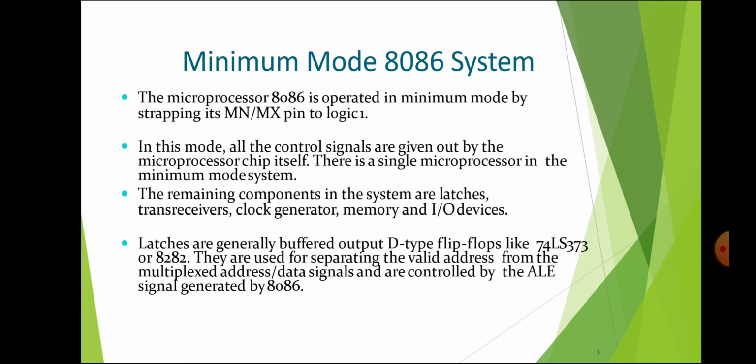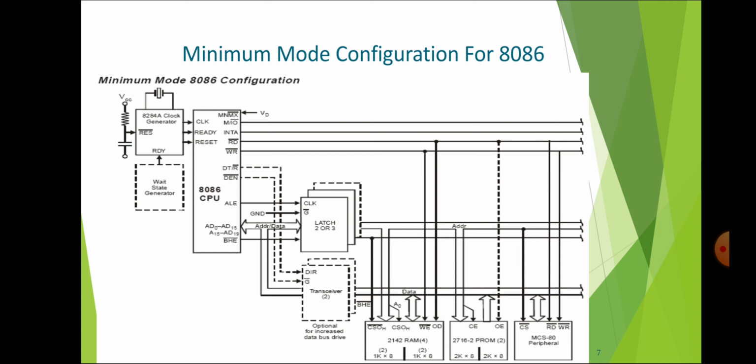So what is the meaning of this? In the next lecture I will show diagrammatically how exactly that works, because this latch is nothing but a D type flip flop. The flip flop stores the bits, so we can say it is a buffer. Whatever address bits are coming are stored in that latch. The latch is nothing but 8282 or 74LS373. I will explain all the things in the next slide, giving the description also, but first I will explain here.